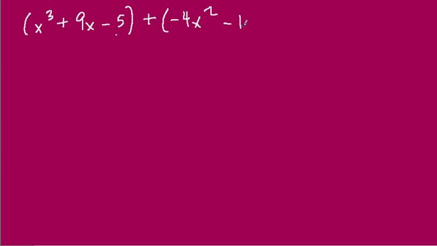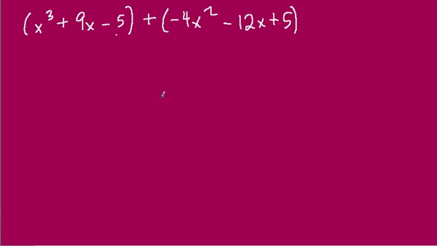Okay, in this video we're going to look at some pretty typical adding and subtracting problems in introductory algebra classes in high school. So here we have x to the third plus 9x minus 5. So that's one part of the expression right there, plus negative 4x squared minus 12x and plus 5. I want to go through the process here of solving the problem.